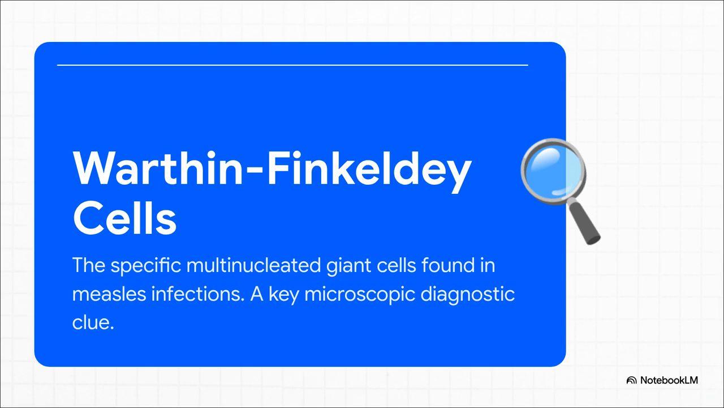And for all you real viral detectives out there, here's a detail you'll appreciate. Those giant damaged cells we see under the microscope in a measles infection, they have a name, Warthin-Finkeldey cells. Finding those is a classic telltale clue that your suspect is, without a doubt, the measles virus.